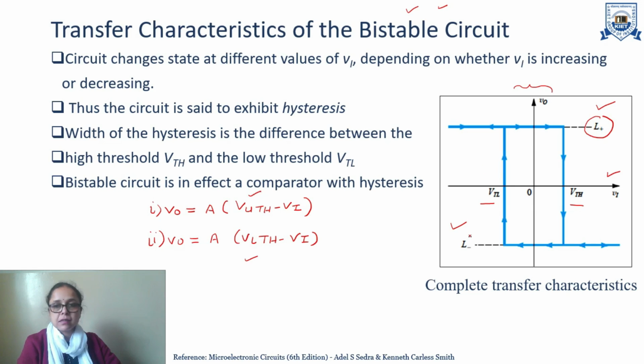So, we will compare this input voltage with the upper threshold and lower threshold, and we will get the characteristics. Here we can see, if the input voltage is less than the lower threshold, the output will be plus V sat, and if the input voltage is greater than V upper threshold, it will be minus V sat. Similarly, if the input is greater than the lower threshold, the output will be minus V sat. So, in this way we can get the characteristics of the bistable circuit.